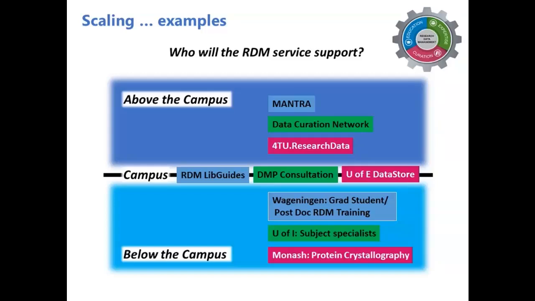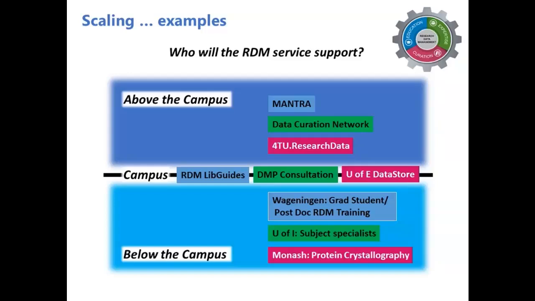And then for curation, Edinburgh's data store service, I think, is an example of a campus level curation service. This service supports active data management for all of Edinburgh's research staff and all of its postgraduate research students. So again, more of a general campus level service.